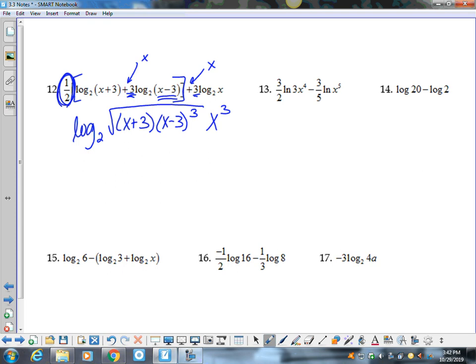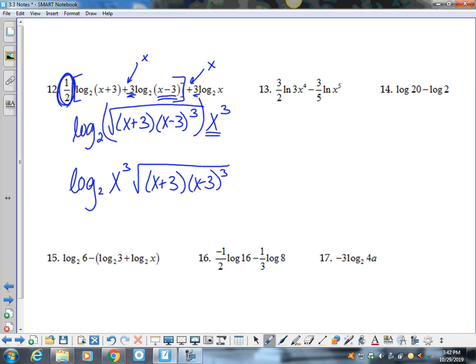Now, I think this looks really bad because it looks like the x to the third could be under the root. So if you ever have a root and then a little single term like this, I'm always going to put it in the front. We talked about doing this. That's fine. You can do that. All of that would be fine.